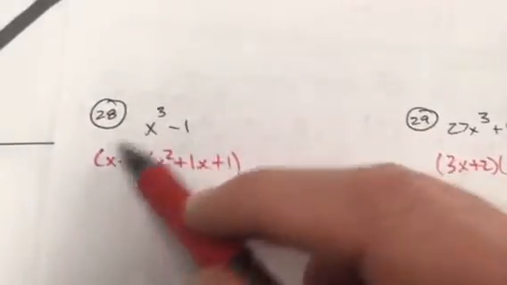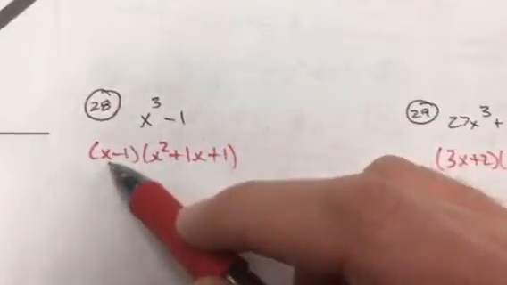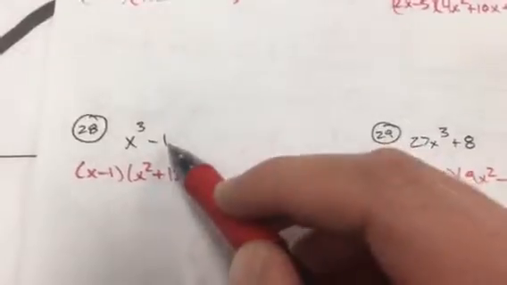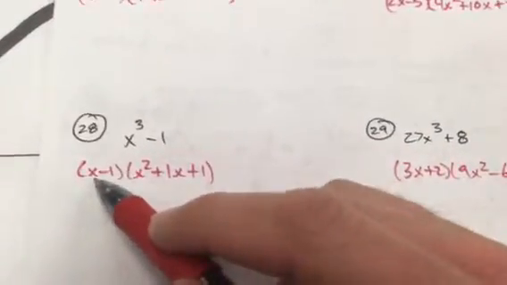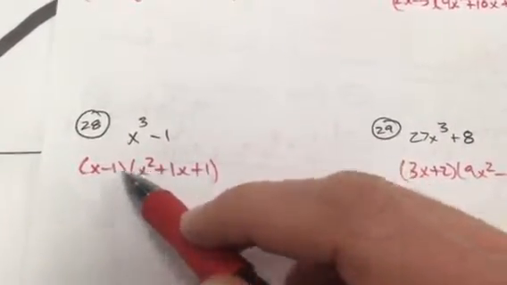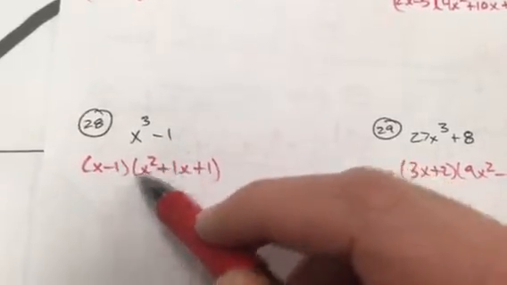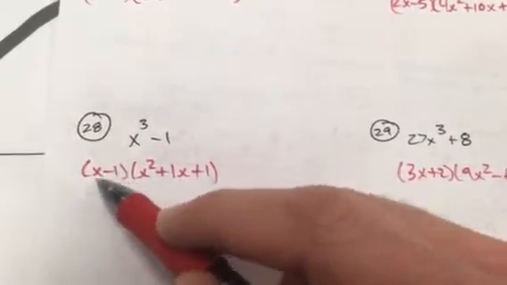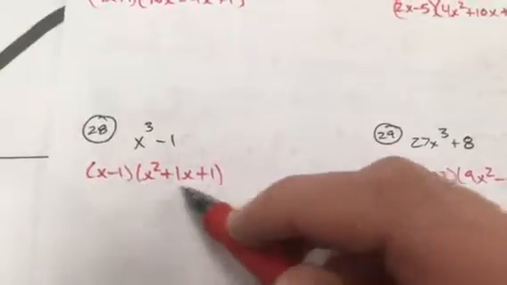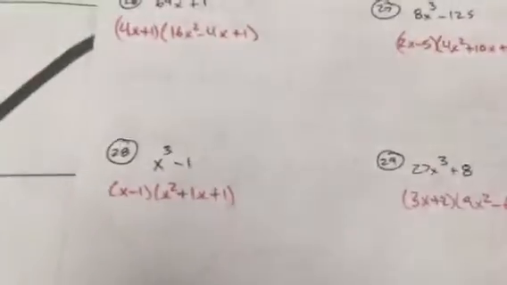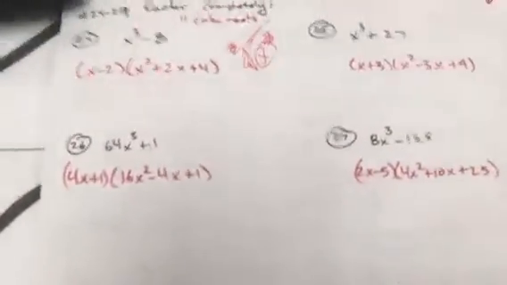Take the cube root of x to the third, it's x. Same sign, minus. Take the cube root of 1. The any root of 1 is just 1. Take x in the first term and square it. That's a negative, that's a plus. The inner product of x times 1 is 1x. Take negative 1, or take 1 and square it, and you get 1. Even if you squared negative 1, you still get 1.